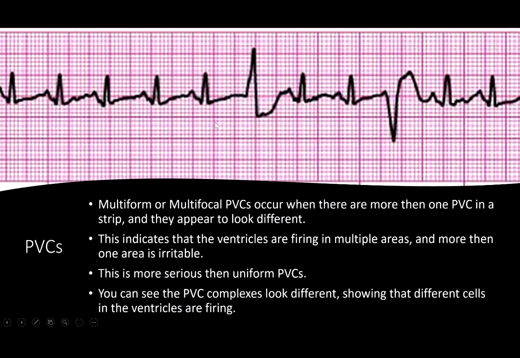Now, when we start getting PVCs that look different, this is telling me that I have 2 different PVCs that don't look the same. We call those multifocal PVCs because they're coming from different areas of the ventricle. This is a little bit more concerning because now I have multiple areas in the ventricle prematurely firing off, which means my ventricles are a little more irritated than if they were coming from the same place. So this would be a sinus rhythm, and I don't know the rate, I didn't really look into it. So sinus rhythm with multifocal PVCs.